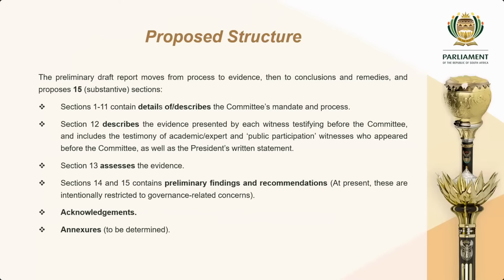In terms of the proposed structure, the draft report moves from process to evidence, then to conclusions and remedies. It proposes 15 substantive sections. Sections 1 to 11 describe the committee's mandate and process. I'll say a little more about this later on, and Nick will also have more to say in the presentation that follows. Section 12 describes the evidence presented by each of the witnesses testifying before the committee, and includes the testimony of academic, expert, and public participation witnesses, as well as the President's written statement.